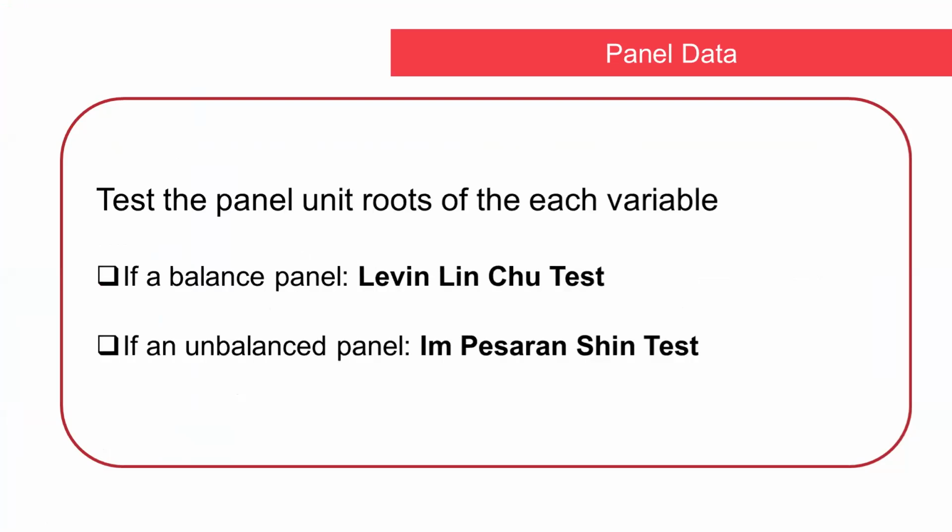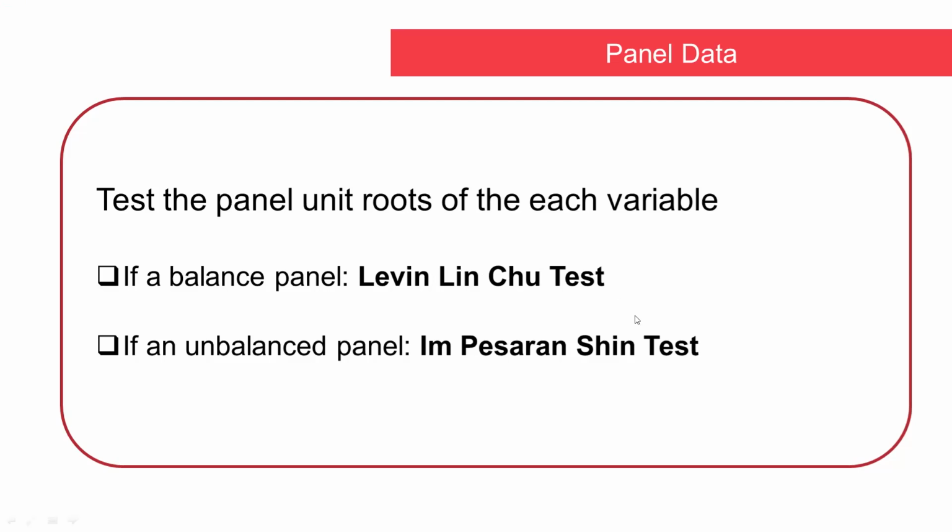Then next we have to test the panel unit root test of each variable, right? So this also varies with the T and N. I will explain later what T and N are and how we do the panel unit root test. We have options to do the panel unit root test. If you have a balanced panel, we need to do the Levin-Lin-Chu test, it means the LLC test. If you have an unbalanced panel, then we need to do the Im-Pesaran-Shin test, it means the IPS test, right?